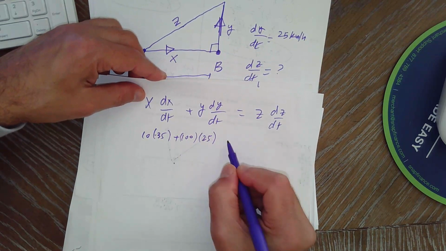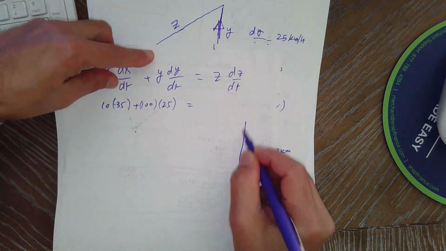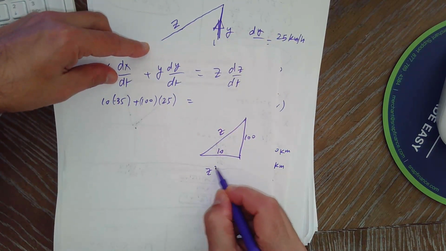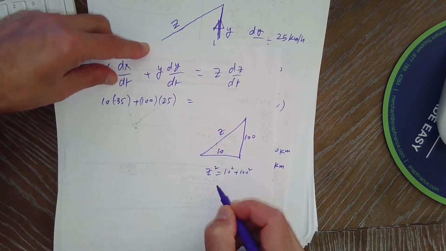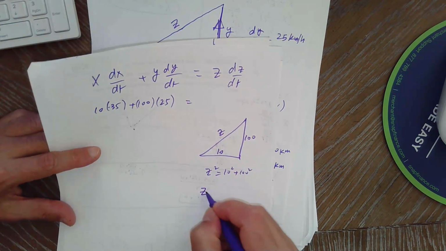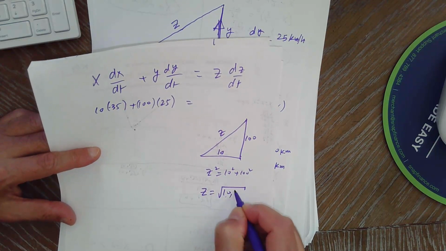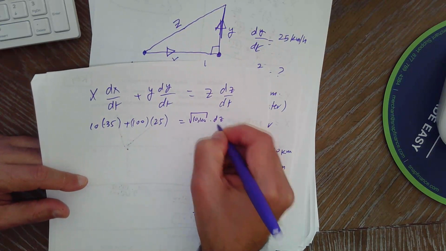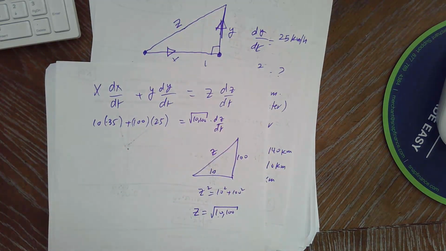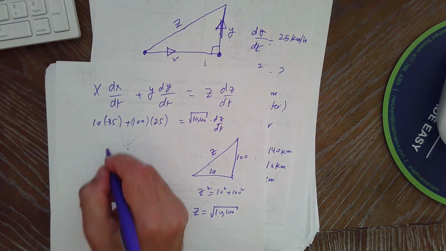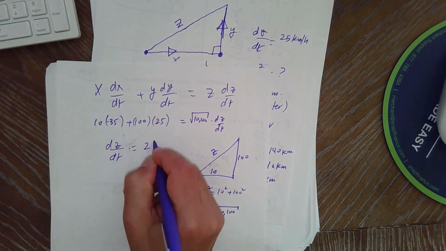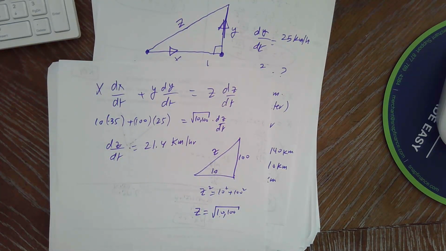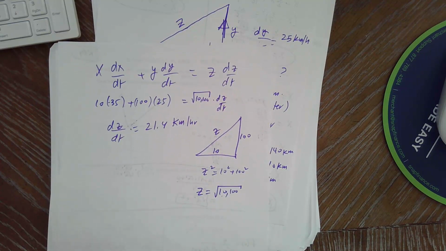And now we can find z when x is 10 and y is 100. What is z? So z squared is 10 squared plus 100 squared. And so z is square root of 10,100. dz by dt, so if you do the math, dz by dt is going to be 21.4 kilometers. So that distance between the two ships is increasing at a rate of about 21 kilometers per hour.